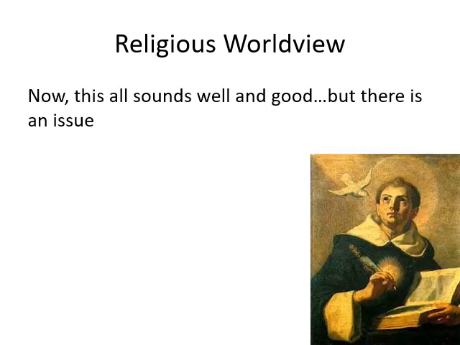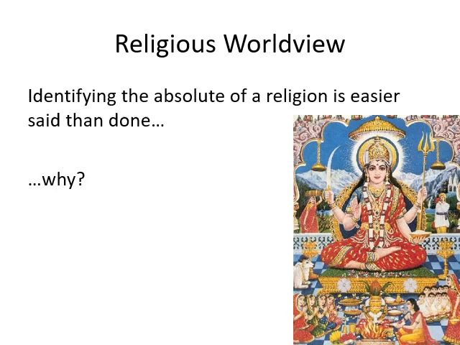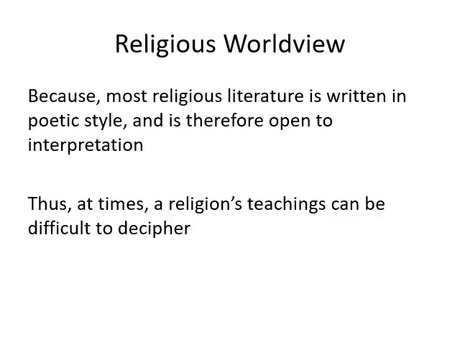Now this all sounds well and good. Yeah, just identify the absolute and all the answers of a religion will be revealed to you. But there is an issue. Identifying the absolute of a religion is easier said than done. Okay, why? Because most religious literature is written in poetic style and is therefore open to interpretation. Thus, at times, a religion's teachings can be difficult to decipher.